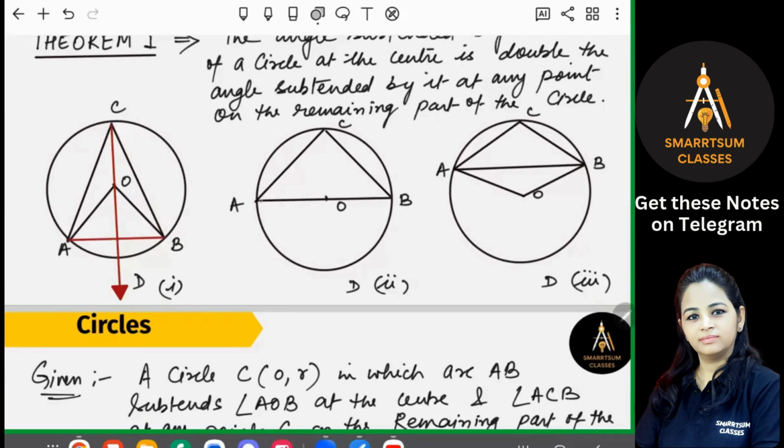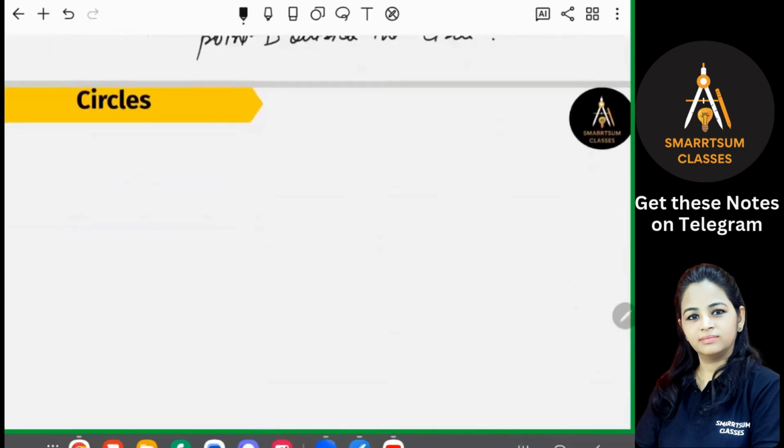Here we have already joined AB. You can see here we have already joined, and now we are simply joining C and O and producing it to a point D. Similarly in the third figure, we have already joined AB and now we are joining C and O, producing it outside the circle at point D. So you can see here we have produced CO to D outside the circle. So this is the construction which we have done here. Now, to prove this, for case 1 we have figure 1, case 2 figure 2, case 3 figure 3. Okay, now write down.